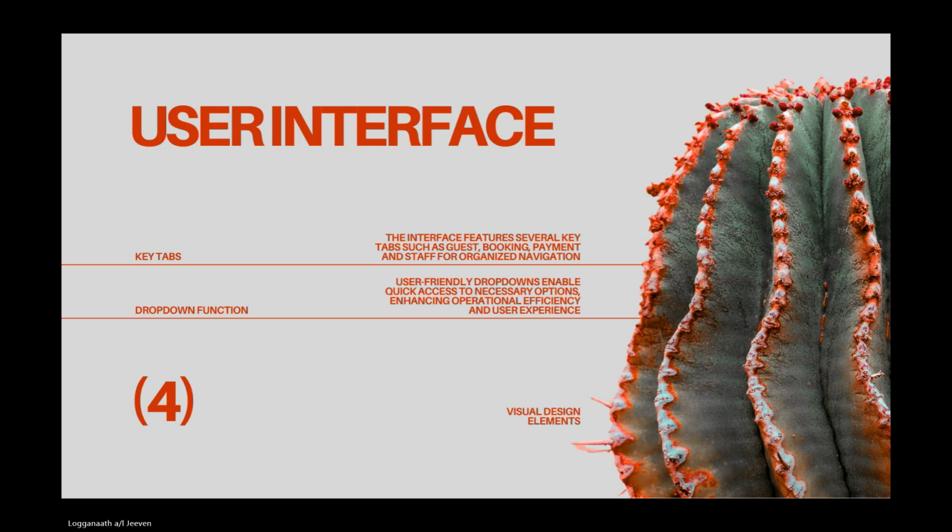For the user interface, first we have key tabs. The interface features several keys, such as guest, booking, payment, and staff for organized navigation. Other than that, we have a drop-down function. User-friendly drop-downs enable quick access to necessary options, enhancing operational efficiency, and lastly, user experience.